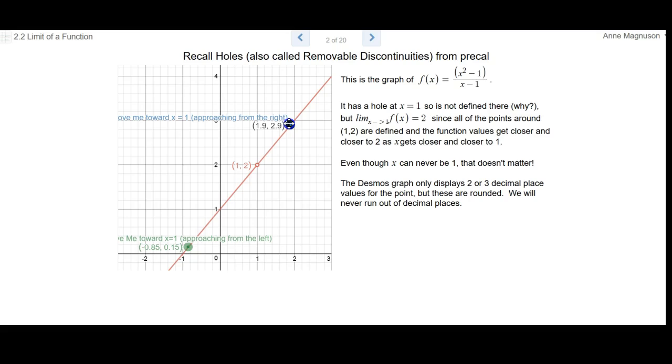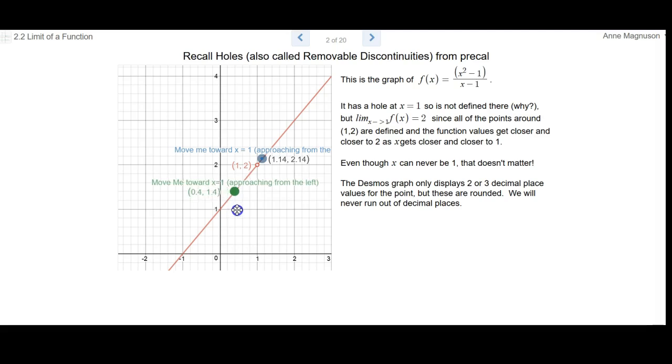If you look at the limit as x approaches 1, that means graphically moving a point on the graph closer and closer to the point where x is 1, which is this hole. Notice that the function values are approaching 2 as my x values approach 1. The limit of the function is 2 as x approaches 1, even though x can never equal 1. But the limit as x approaches 1 is 2.